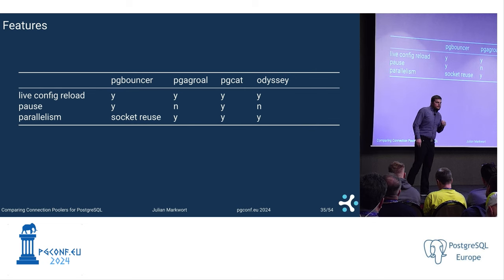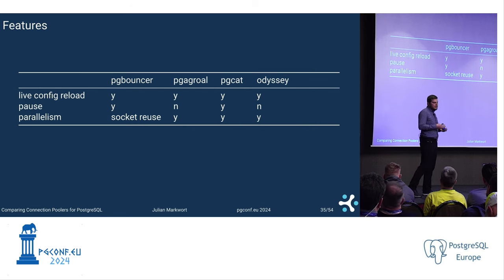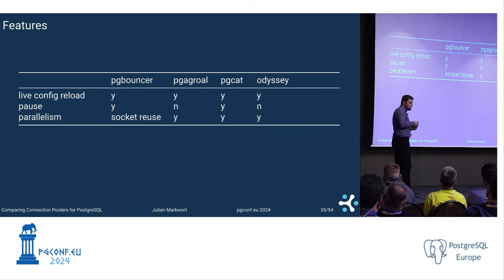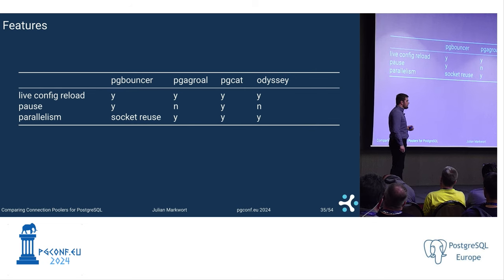And we get into the different features of these poolers. These are the bread and butter features. Some of these were introduced by pgbouncer, like the live config reload. For example, if you want to resize your pooler to allocate more connections, to have it open more connections to the database server, you can write that configuration change to the configuration file and just send a reload signal to the pooler, and it will apply this change without needing a restart, which is very good, of course, and all of these support this.